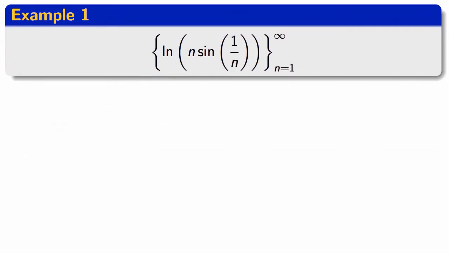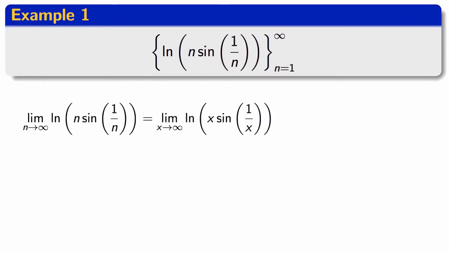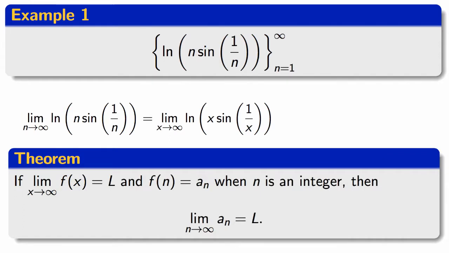The first thing to notice in this example is that we can replace all the n's with x's and consider the limit this way. This is due to the following theorem that says, if a function f of x has a limit L as x goes to infinity, then the sequence obtained by replacing all x's with n's must have the same limit L. It's important to note that f of x must have a limit or go to plus or minus infinity for this theorem to be guaranteed to work.